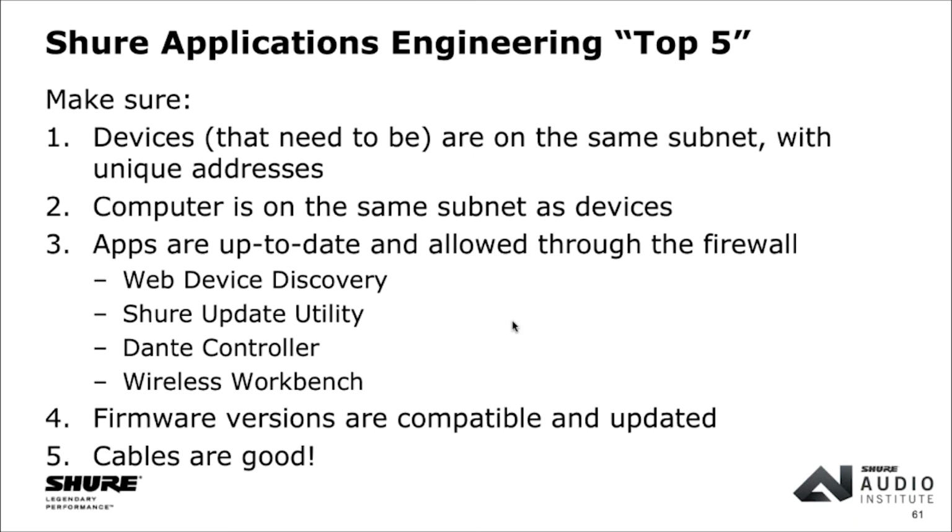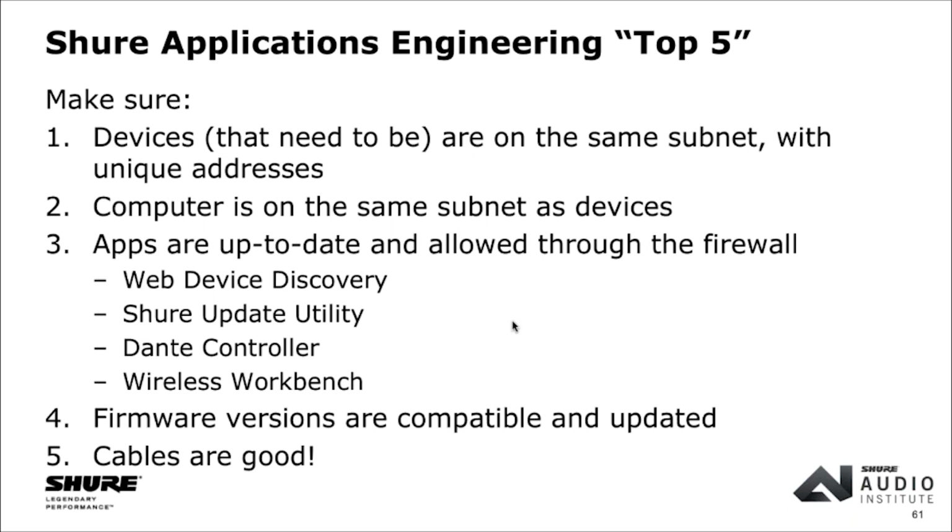Number 1, devices that need to be on the same subnet are indeed on the same subnet. They have the same subnet mask with unique IP addresses. This is a big thing. So many problems are solved simply by discovering, oops, there's a duplicate IP address out there, or oops, these devices aren't on the right subnet. Just going through that, having all that organized and double checking, should always be step number 1.